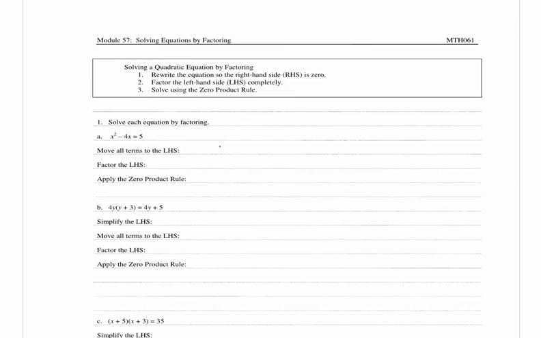So we're going to subtract 5 from both sides, and we get x squared minus 4x minus 5 is equal to 0. And now we want to factor the left-hand side. And x squared minus 4x minus 5 factors to x minus 5 times x plus 1 is equal to 0. And remember, we needed two numbers that multiplied together to give us negative 5 and added to negative 4. Negative 5 times 1 is negative 5, and negative 5 plus 1 equals negative 4.